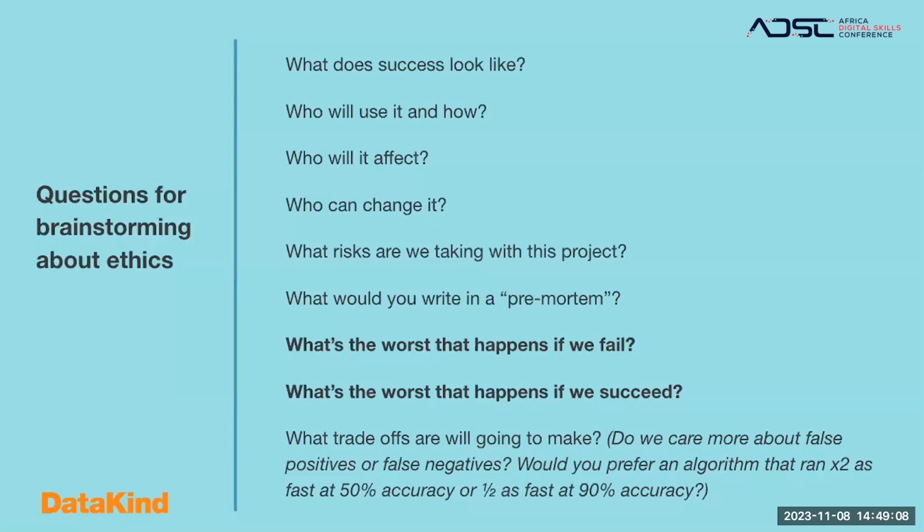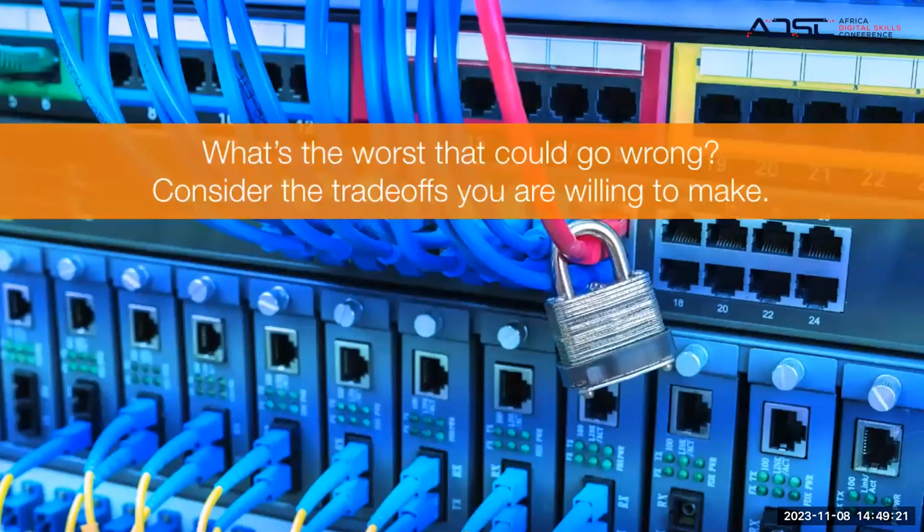But with that, what does success look like? Who will it affect? Who has the power to change it? What risks are we taking? What's the worst that can happen both if we fail and if we succeed? Consider whether just because it can be done, should it? Are there other ways to get to the results you're looking for?